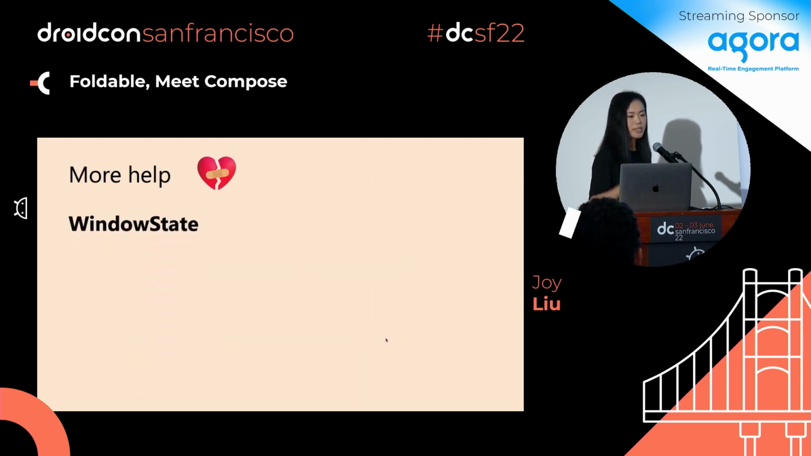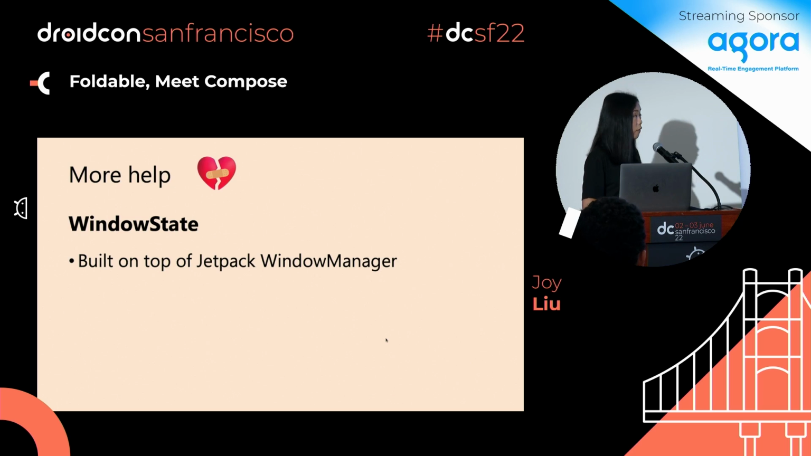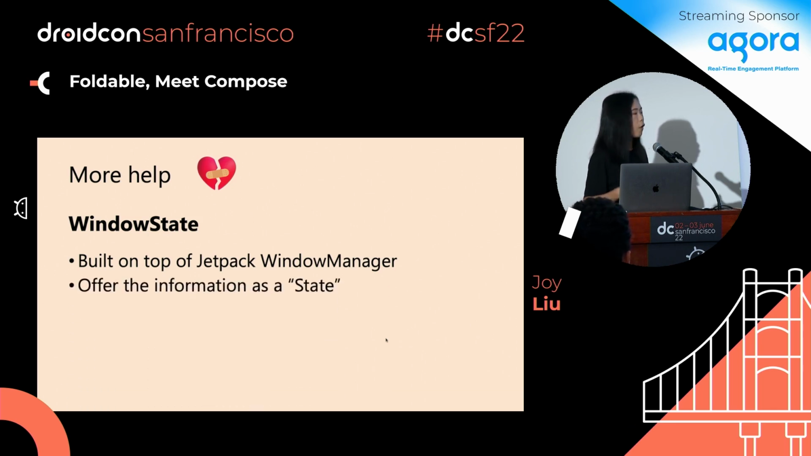That's how the second library comes out, Window State. Window State is built on top of the Google Jetpack Window Manager, which provides a collection of window layout information. Window State offers all the information as a state, so you can just access it and insert it into your application. It provides an easy way to integrate Jetpack Window Manager.